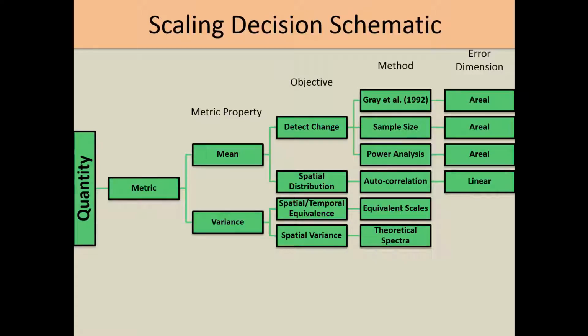What that also enables us to do is to follow through a thought process getting towards designing a network for monitoring, whether it be marine renewables or anything else. So if you have a quantity of interest, you choose a metric that is indicative of that quantity. Are you interested in the metric property of, say, the mean or the variance? What is your objective? Are you trying to detect change? Are you just interested in the spatial distribution? Are you interested in spatial temporal equivalence or quantifying the spatial variance? Those are the 6 methods listed as shown in the previous slide, and then you can estimate the error dimension for 4 of those in either areal or linear context.